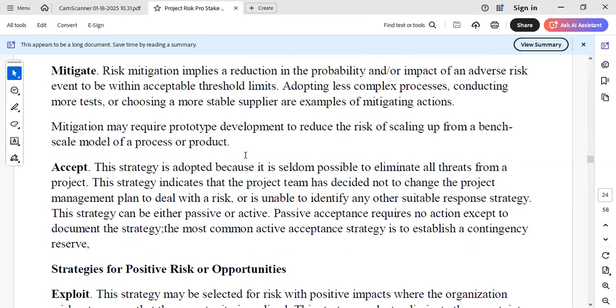And certain times, these are maybe areas in our core business. We don't want to give it to a third party, because if they get in, they may not understand our trade secret. So we may want to accept that aspect of it and use our personnel to do it. So this strategy indicates that the project team has decided not to change the project management plan, but to deal with it. Or maybe we are not able to identify somebody that can get it done.